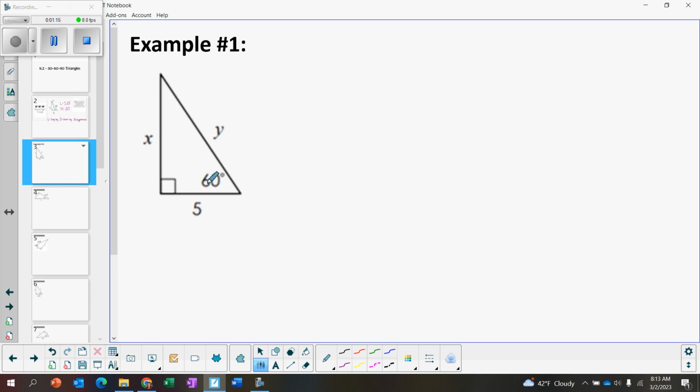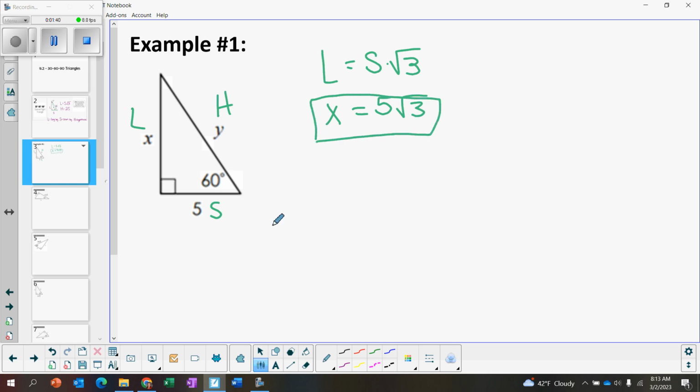So here's our first example. I just see here that this is the long leg, this right angle is the hypotenuse, and this is the short leg. Since I know the short leg, I can use either the H or L formula. So L equals S times root 3. I'm going to plug in: X equals 5 times root 3.